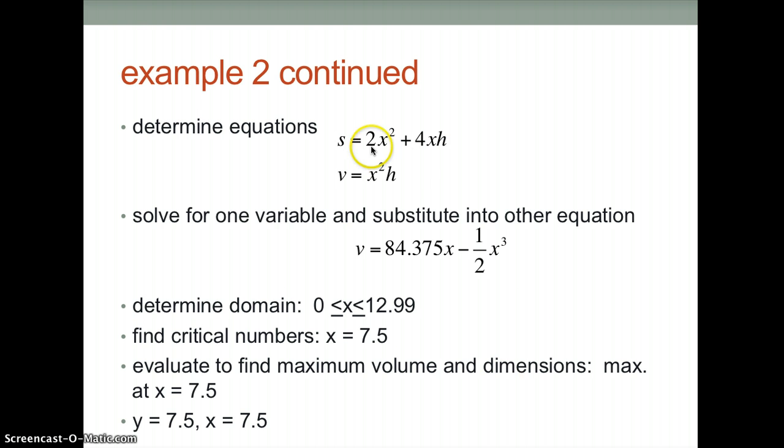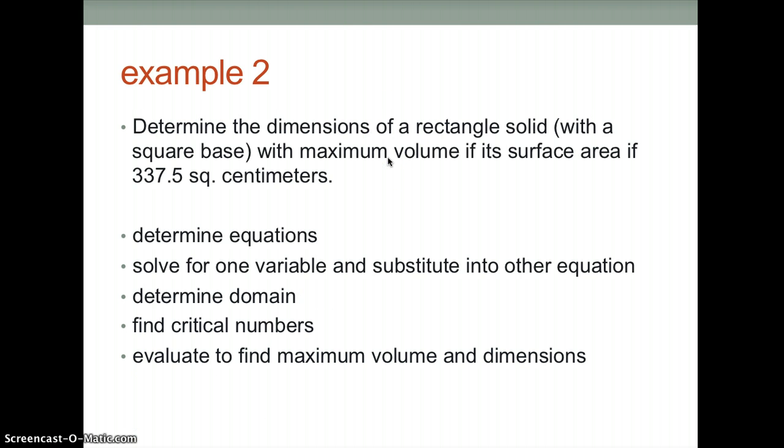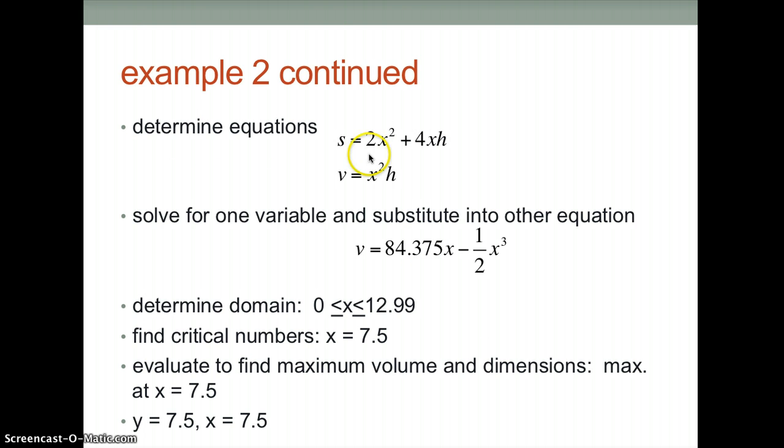So your equations are 2x squared plus 4xh. This time it didn't say anything about an open box, I'll go back. So that's why we have the 2x squared, because we have the top and bottom and then the 4 sides. Solving for one variable, and you get everything to be 7.5. Again, I'll be posting full solutions to this later.